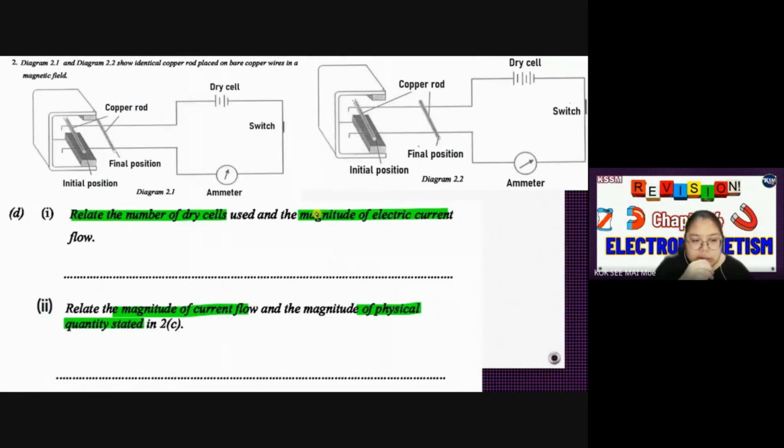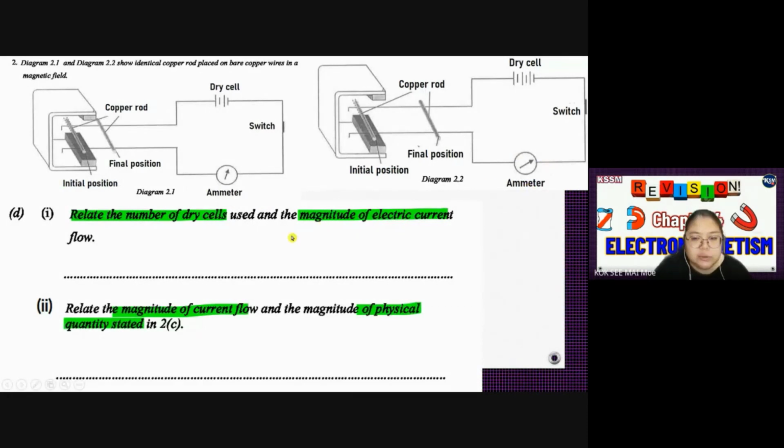Okay, we continue. After the comparison, the next one is surely a relationship. The question will ask about the relationship. At least 3 marks for compare, 2 for relate, so already 5 marks. Here they ask you to relate the number of the dry cell and the magnitude of the electric current. Magnitude means value. So they want you to compare the dry cell and the ammeter reading.